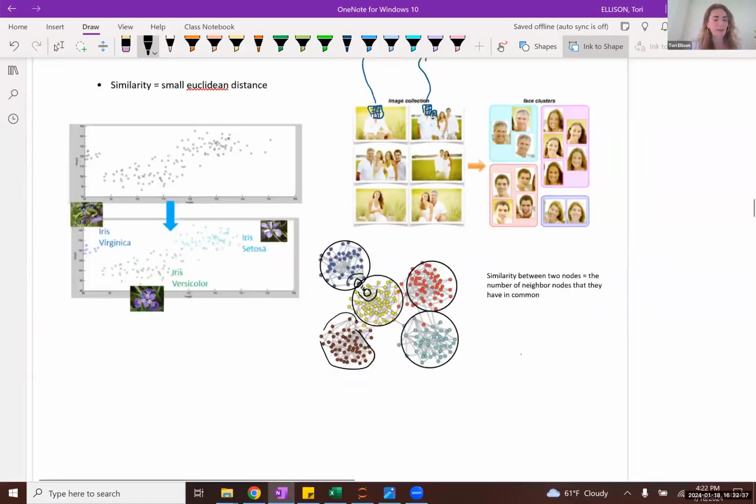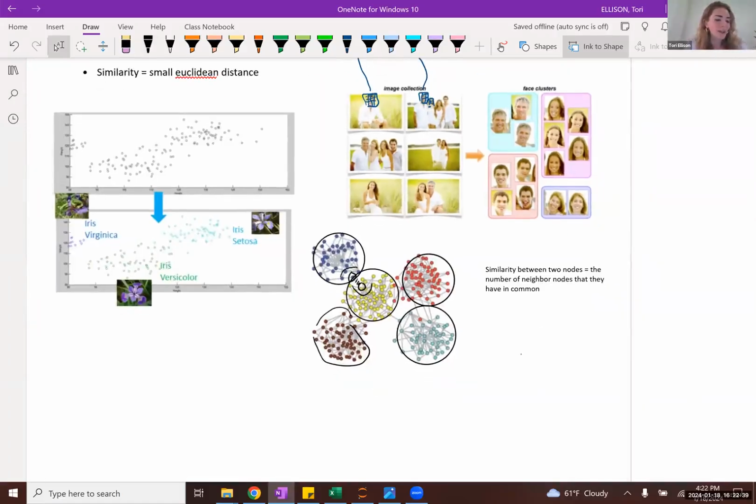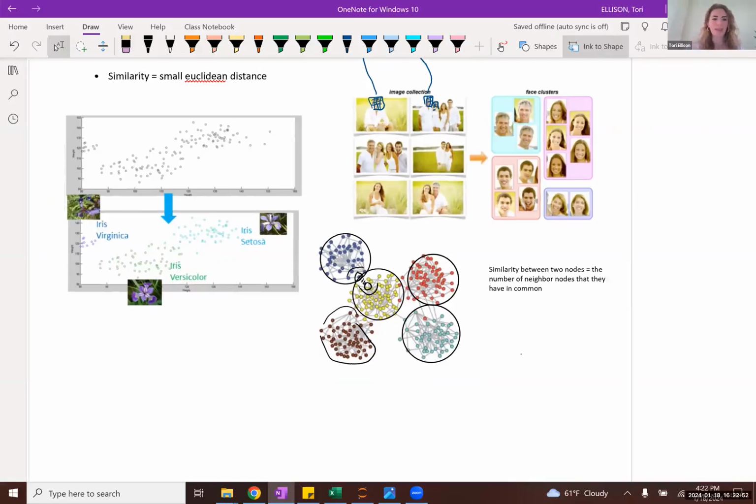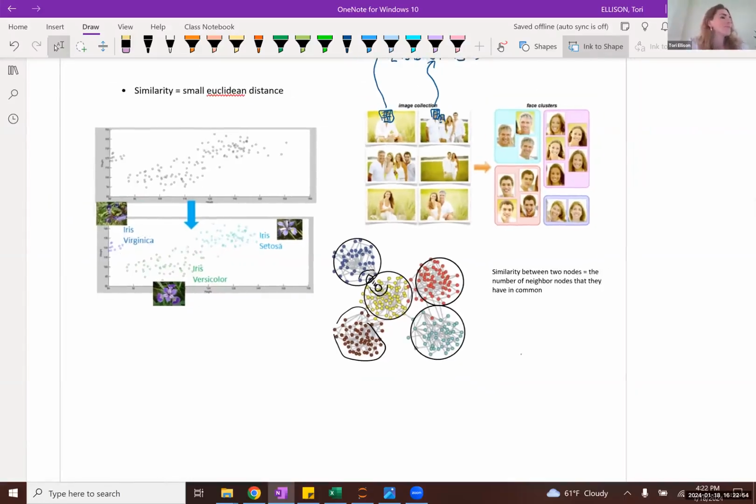And that kind of makes sense. If you're talking about you and one of your friends, and you're together in a friend group, you probably also share a lot of common friends as well. Any questions on that?